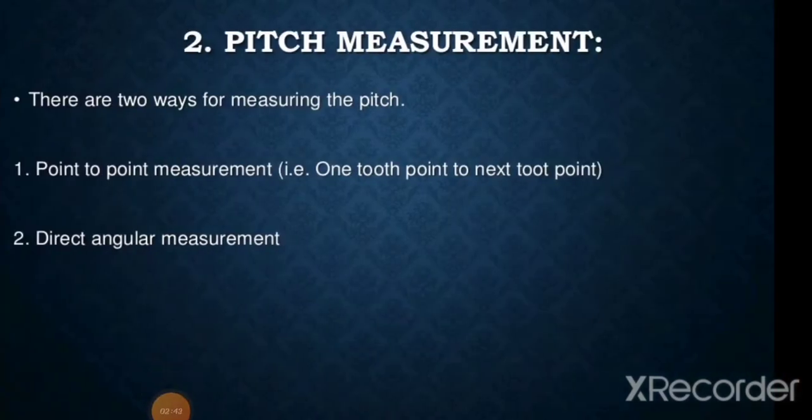Now we will see measurement of pitch. Errors in tooth spacing or pitch of a gear may be measured by two methods. One is measuring the distance from a point on one tooth to a point on the next tooth, which is generally called the step by step method. The second is measuring the position of a suitable point on the teeth after the gear has been indexed through a suitable angle. It is generally called the direct angle method.